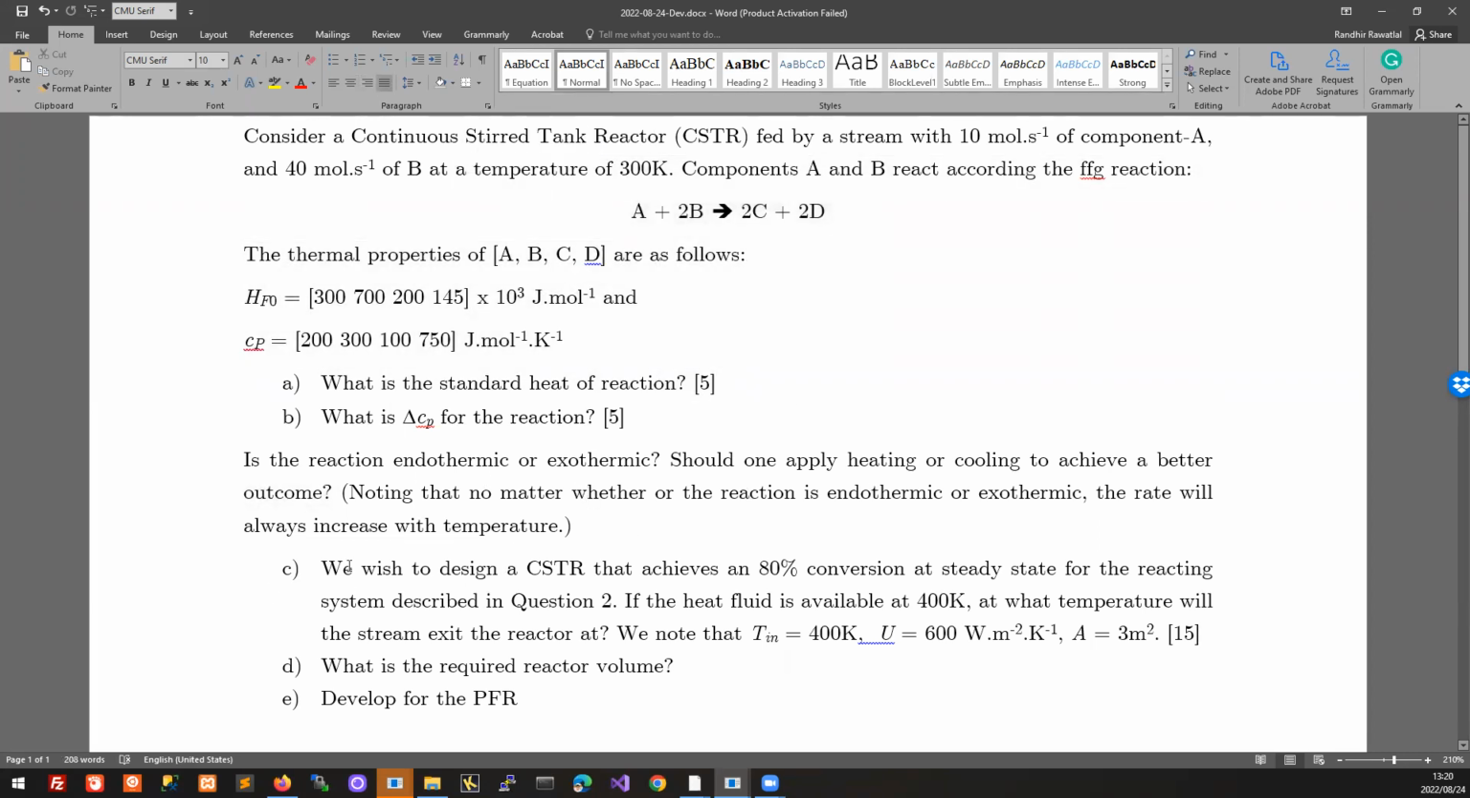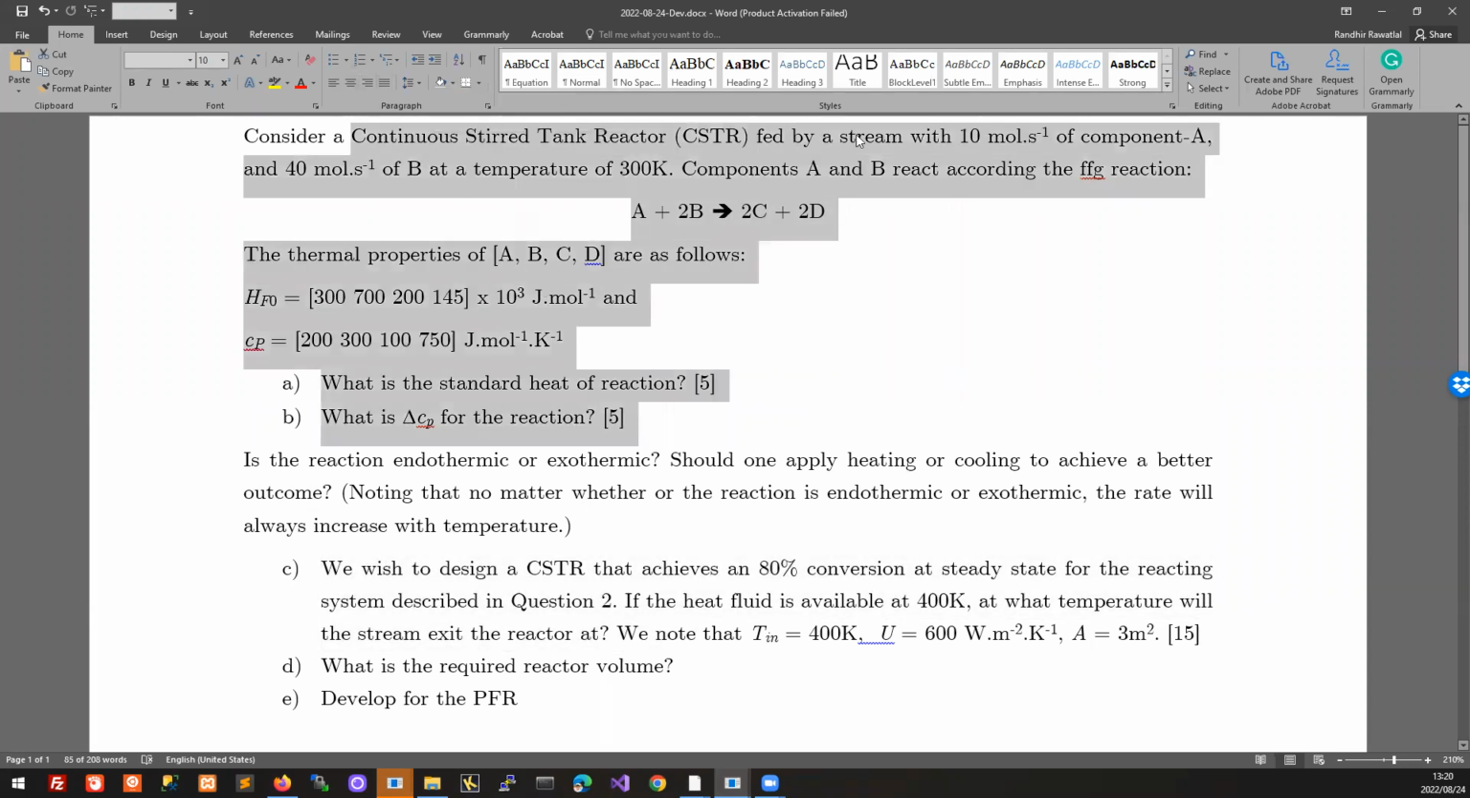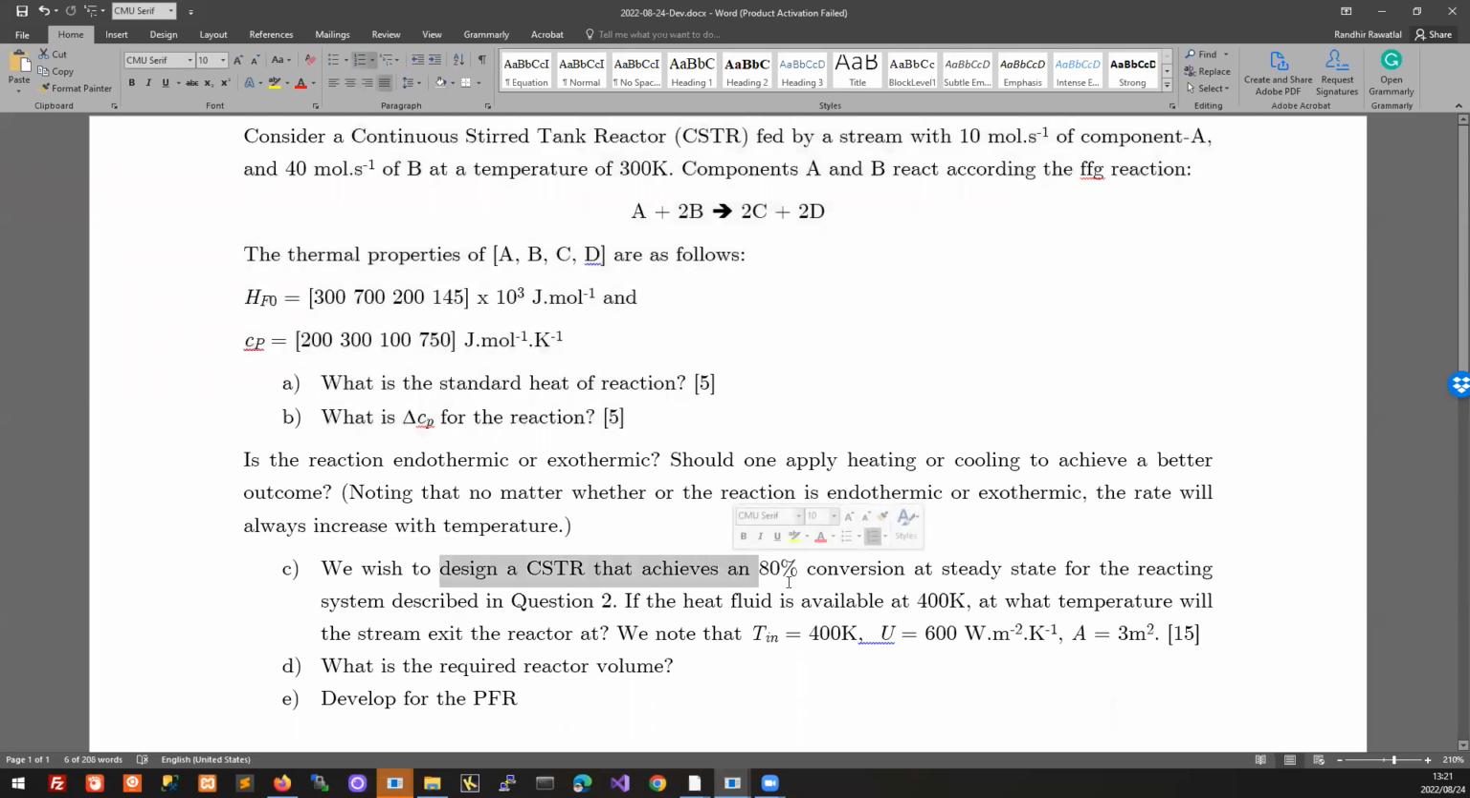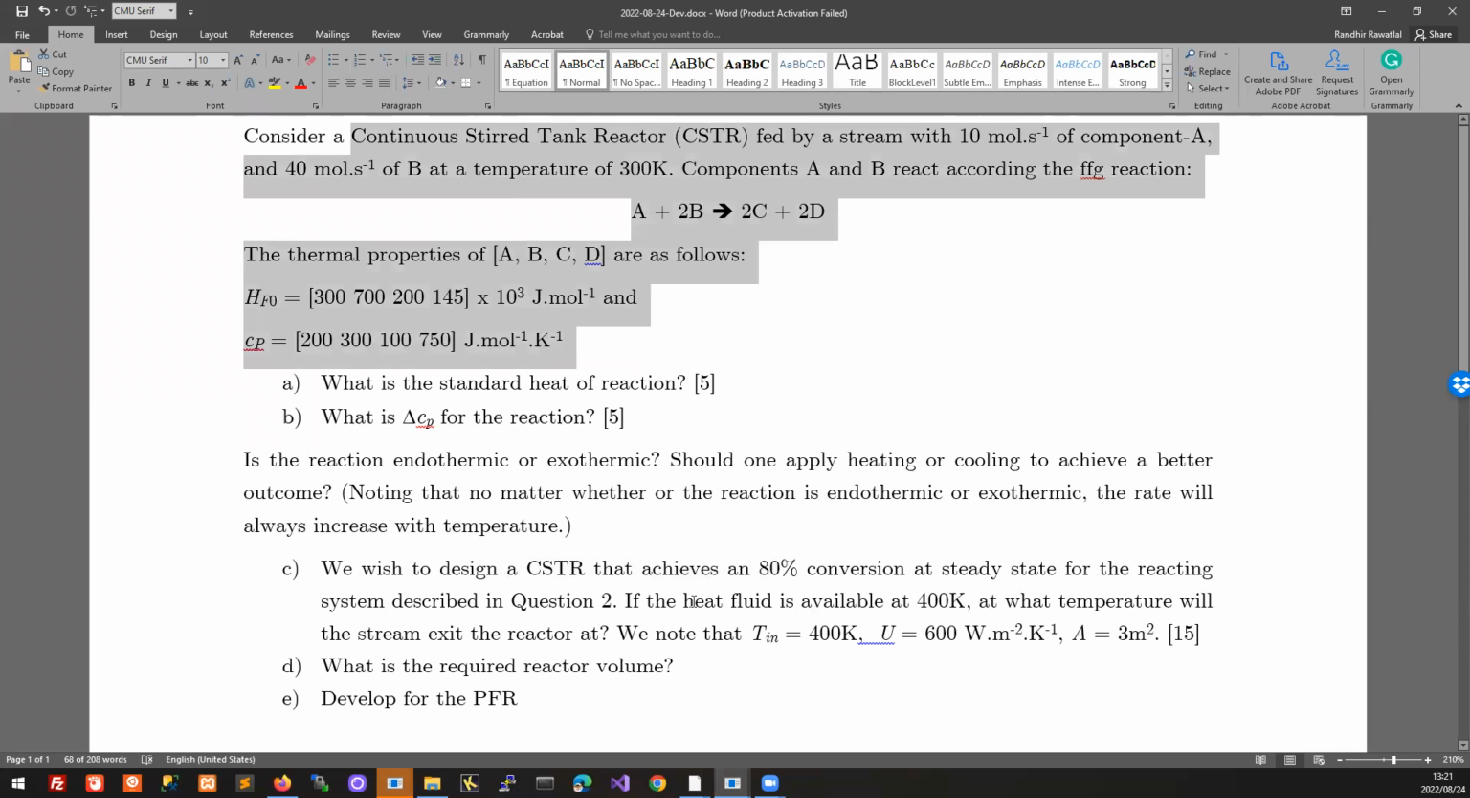Let's see. So the question that we have to solve, given this basic information, right? All this is very basic. This is the basic thermodynamic properties and so on. So we want to design a reactor, perfectly mixed flow reactor, so CSTR, a continuous stirred tank reactor. So we want to design the reactor that gets us to 80% conversion at steady state. And it mentions the system in question too, but I guess all the details are given here anyway.